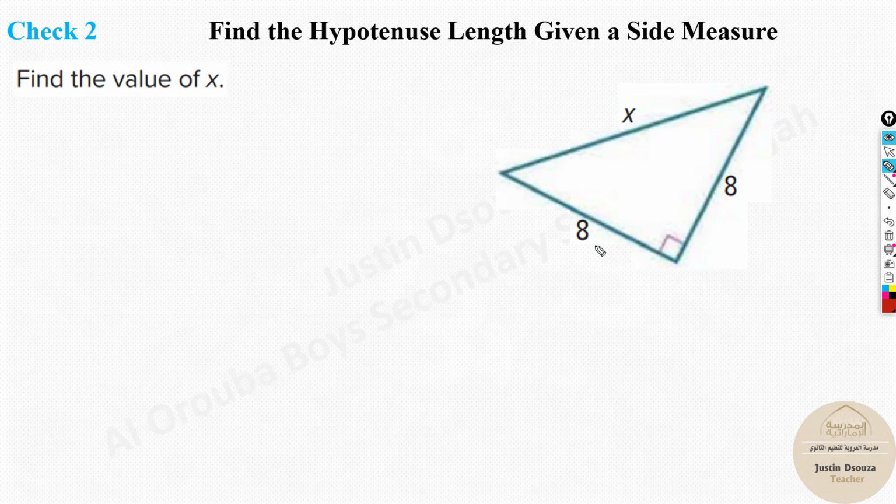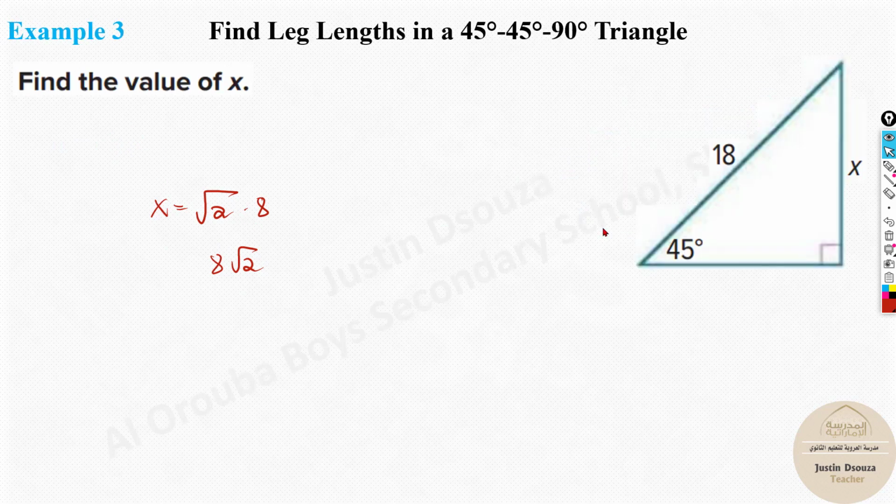Now it's 8 and 8. All you need to do is remember, when the legs are equal, that means we can use 45, 45, 90 degrees. So x, the hypotenuse, would be equal to root 2 times 8. It will be 8 root 2. That's it. This is more than enough. This is the simplified form, because root 2, you can't simplify further. 8 root 2 will be the simplified form.